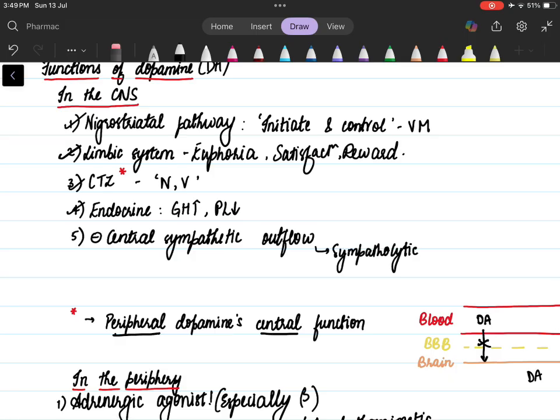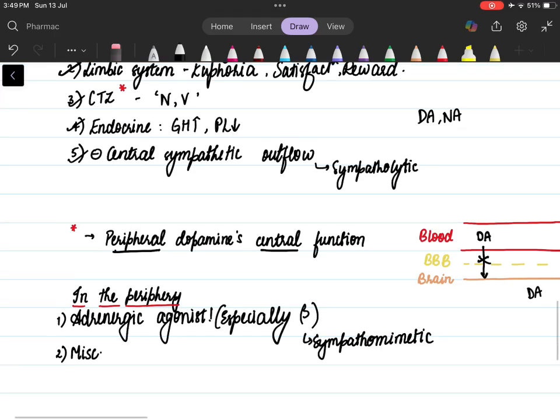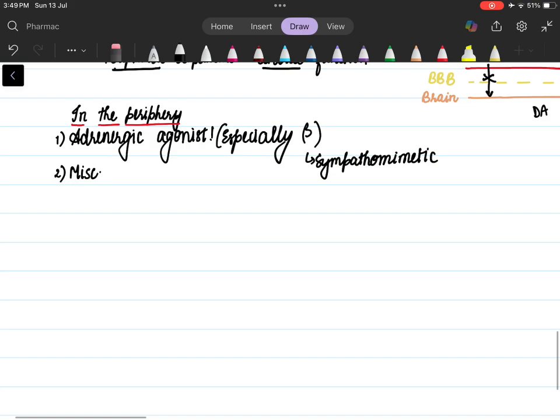Then there are some endocrine functions like increase in growth hormone, inhibition of prolactin, but these are not very significant clinically. Lastly, it inhibits central sympathetic outflow. So dopamine, noradrenaline have a feedback inhibitory effect on the central sympathetic outflow, which means it has a sympatholytic effect in the CNS. What about the periphery?